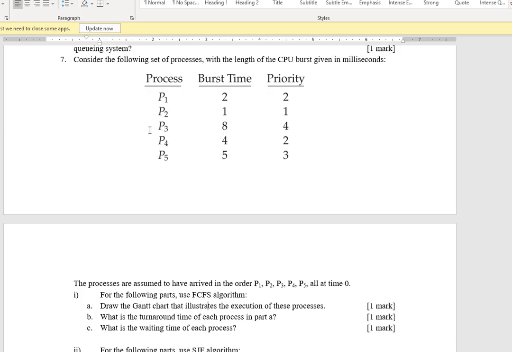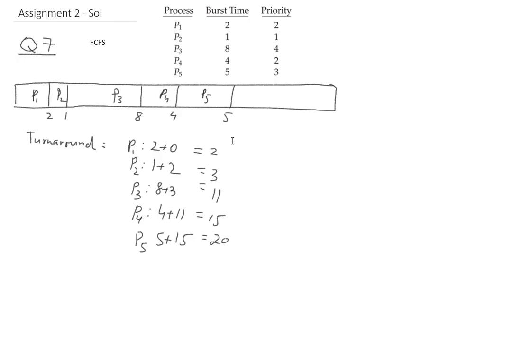So that was the first question. In fact, the problem asks for the waiting time for each process, not the average waiting time. You should remember, if you are asked for each process, you should just calculate for each process. If you are asked for the average, then you should add all of them and divide by the number of processes. So that was about question number 7.